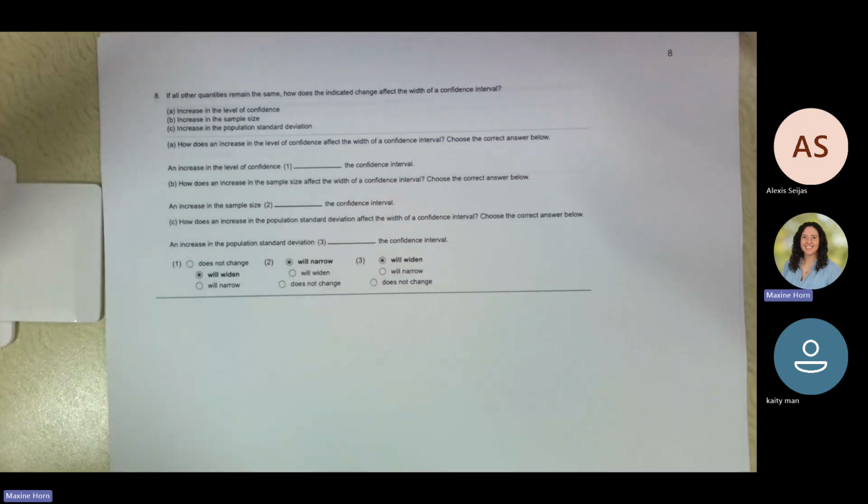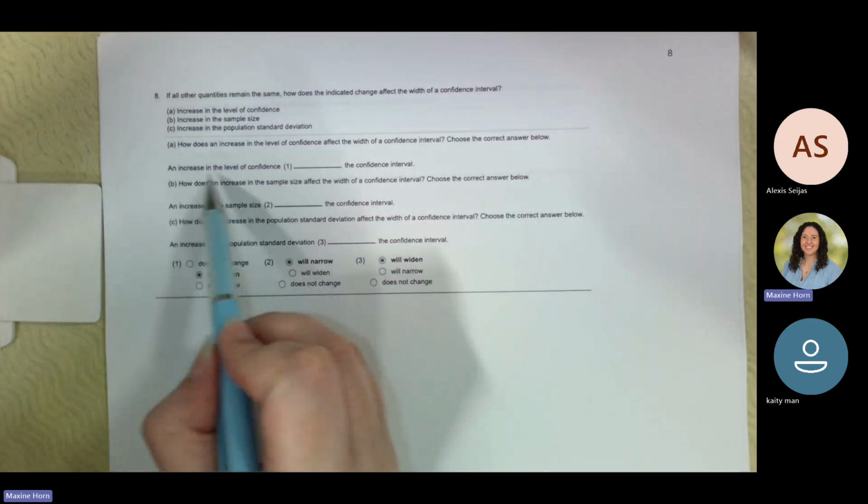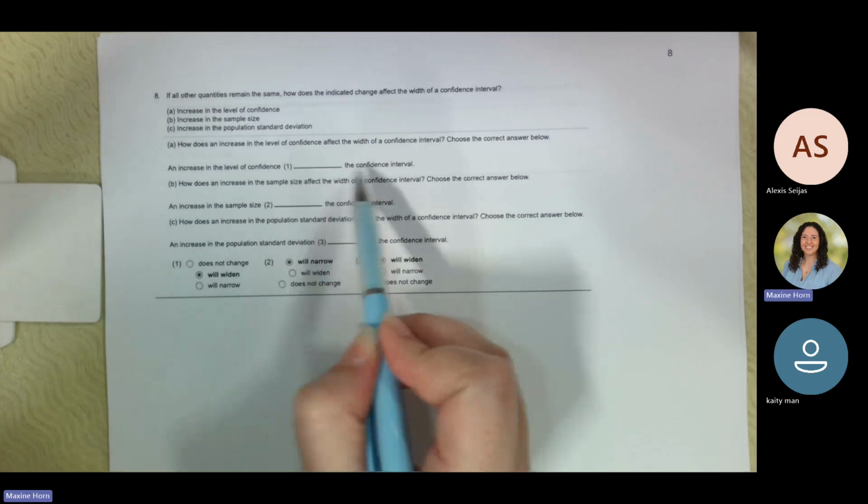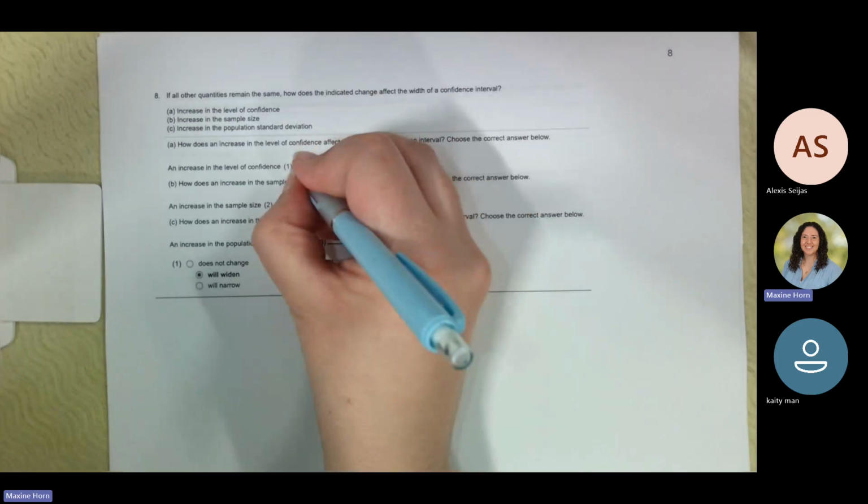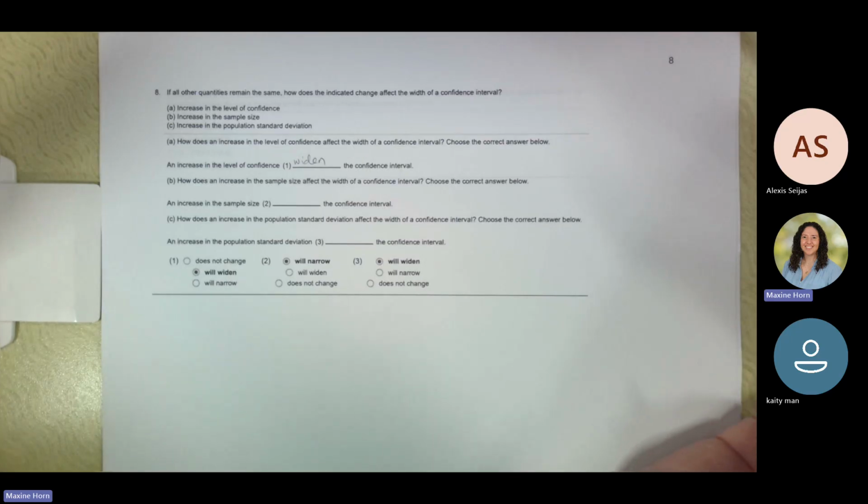All right, so this question is taking what they were trying to show you in the last two questions and putting it into words, okay? So if all other quantities remain the same, how does the indicated change affect the width of a confidence interval? So if the confidence level, an increase in the level of confidence will what the confidence interval? It's going to widen, which is what we were just talking about. Right, if I want to be more confident, then I have to widen my net to be extra sure that I actually catch the value that is in there somewhere.